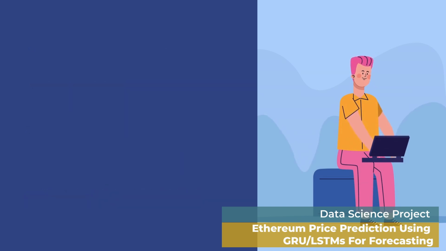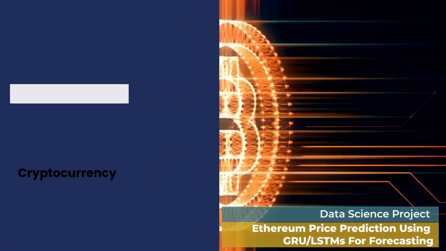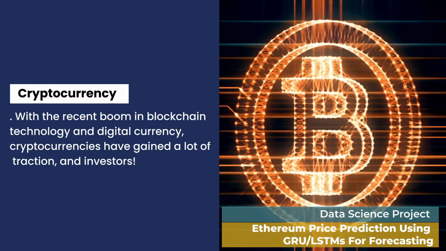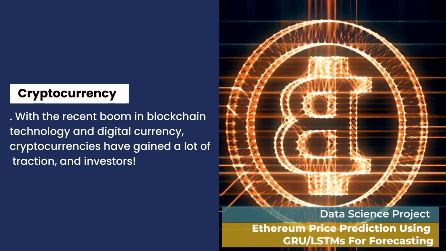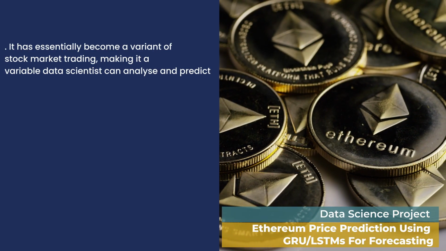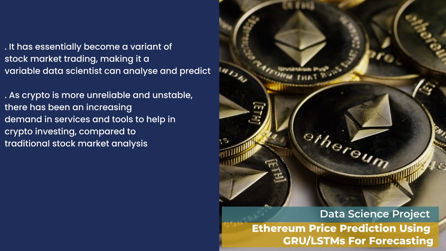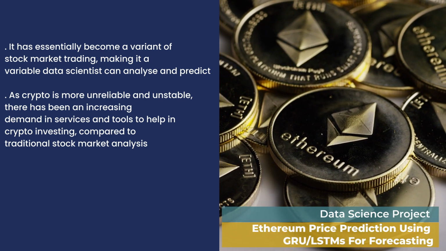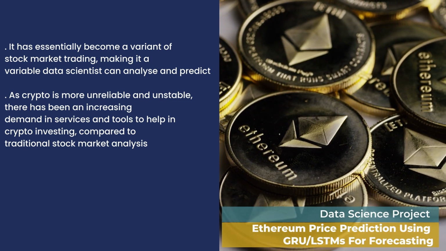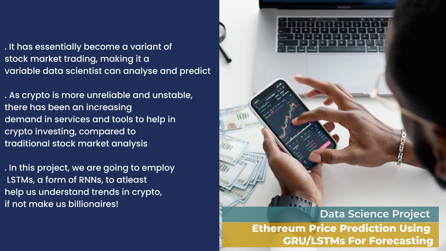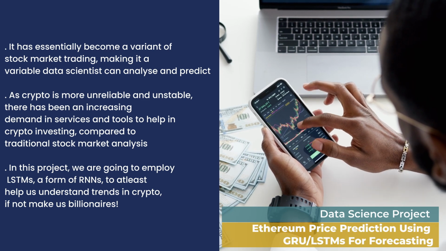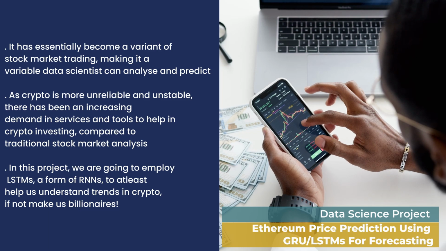So first let us see what is cryptocurrency. With the recent boom in blockchain technology and digital currency, cryptocurrencies have gained a lot of traction and investors. It has essentially become a variant of stock market trading, making it a variable data scientists can analyze and predict. As crypto is more unreliable and unstable, there has been an increasing demand in services and tools to help in crypto investing compared to traditional stock market analysis. In this project, we are going to employ LSTMs, a form of RNNs or recurrent neural networks, to at least help us understand trends in crypto.